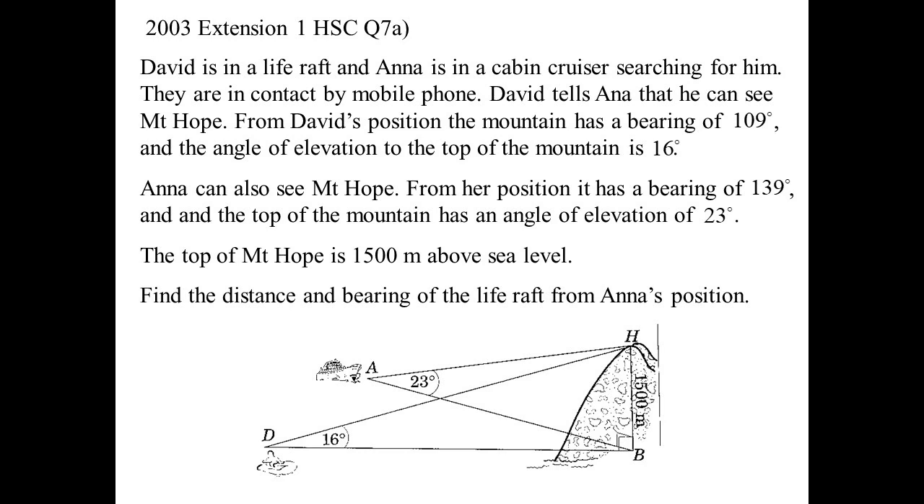Practical question here. David tells Anna, who's now changed the way she spells her name, that he can see Mount Hope. From David's position, the mountain has a bearing of 109 degrees, because fortunately he happened to have with him a compass and a theodolite and all this stuff, so he could measure this stuff. He could work out his bearing and everything, which was very fortunate in this life raft, let me tell you. From her position, it's got a bearing of 139, and top of mountain, 23 degrees. Find the distance and bearing of the life raft from Anna's position so she can go and save David.